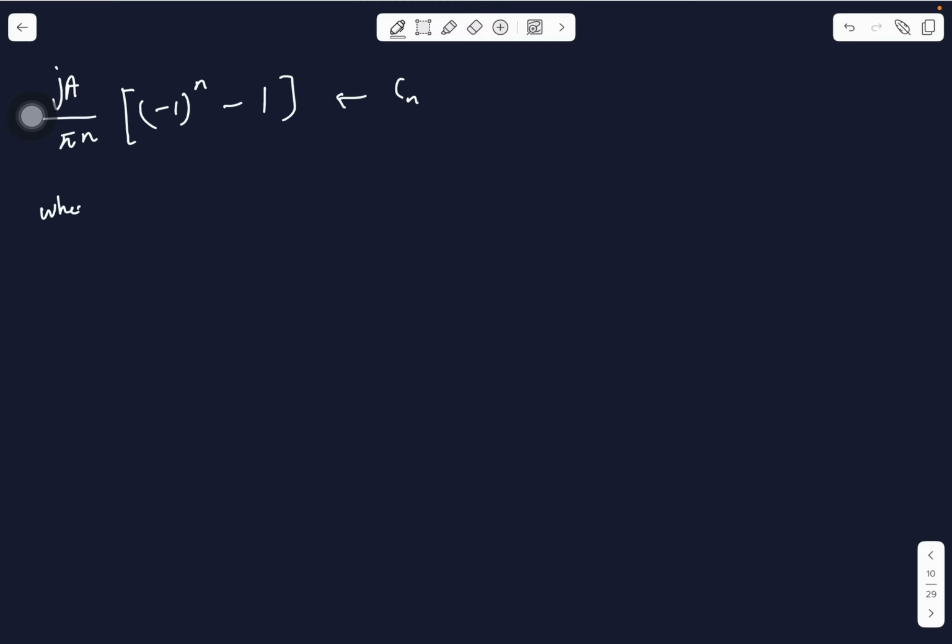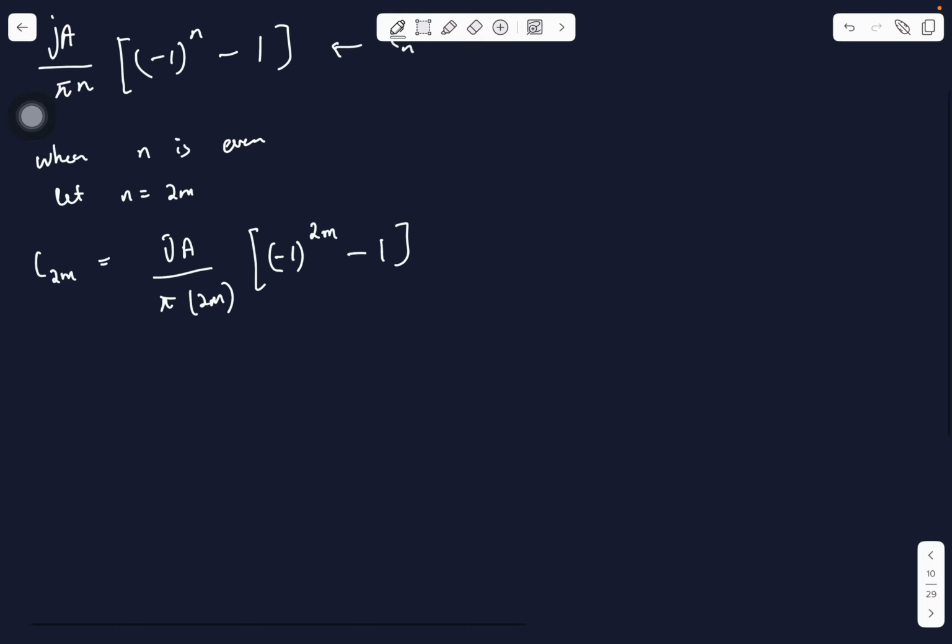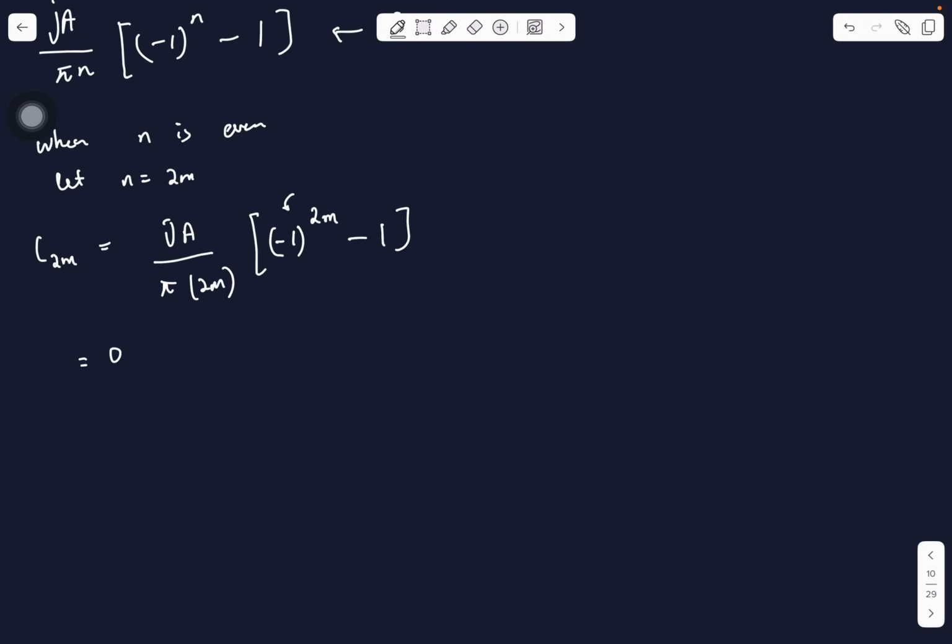Okay, when n is even, let's say n is equal to 2m. So C 2m is going to be JA over pi 2m minus 1 to the power of 2m minus 1. Here minus 1 to the power of 2m, this will be 1. 1 minus 1 is 0. So 0. So all terms when n is even will be 0.